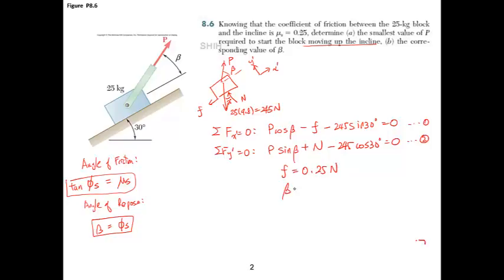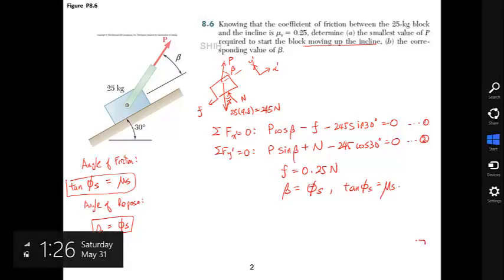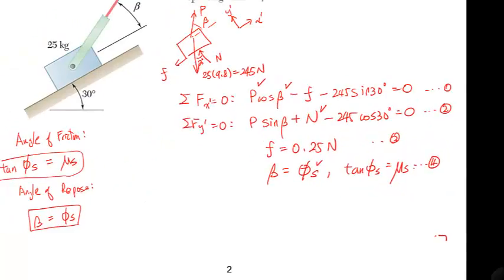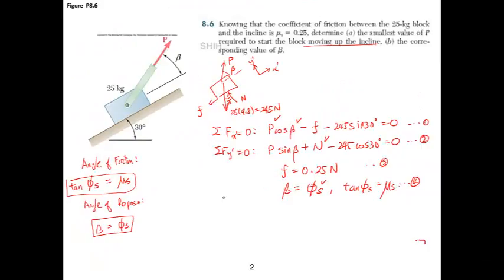My fourth equation is beta is equal to phi sub s, and we know that tangent of phi sub s is equal to my mu s. How many equations and how many unknowns do I have? I have 4 equations and 4 unknowns. My unknowns are my normal, my P, my beta, and my mu s. So I should be able to solve for everything at this point.